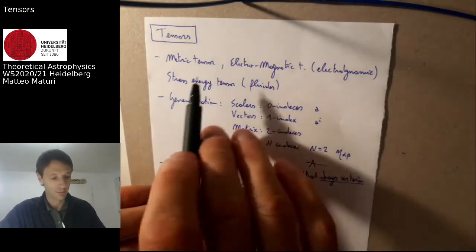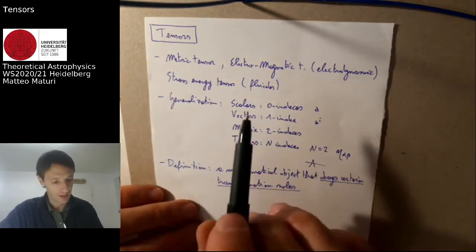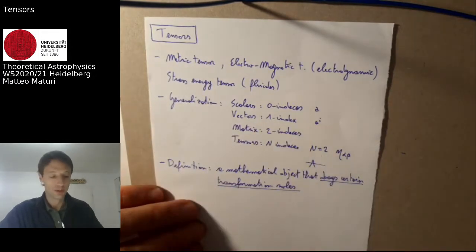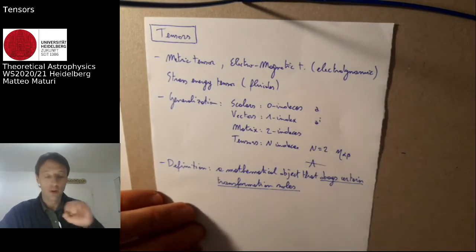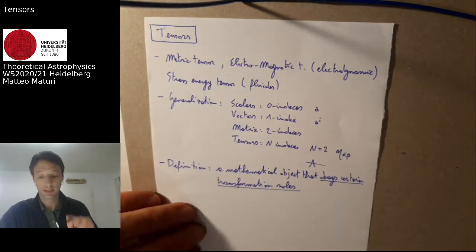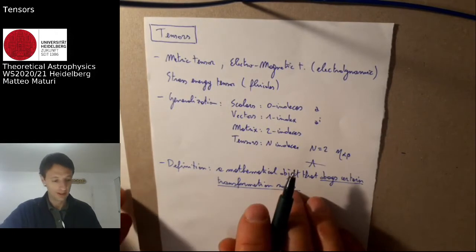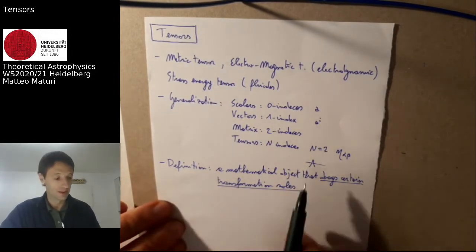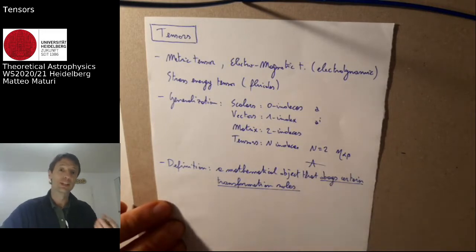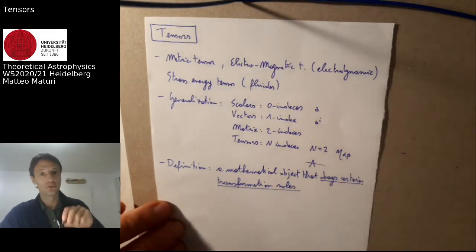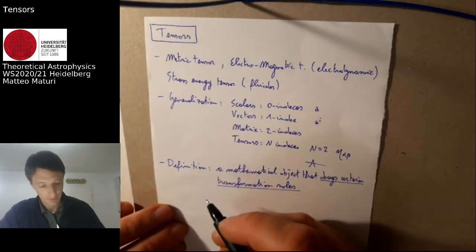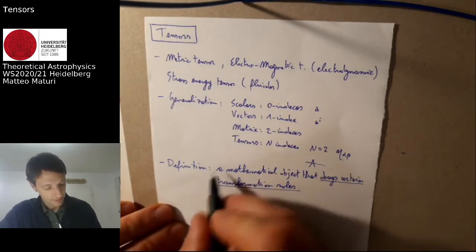For example, in the case of the metric tensor, the rules that the metric tensor had to obey are those given by the Lorentz transformations. Okay, this is the key difference between matrices and tensors, for example. So in this case, the Lorentz transformation is the transformation that the metric tensor has to obey.